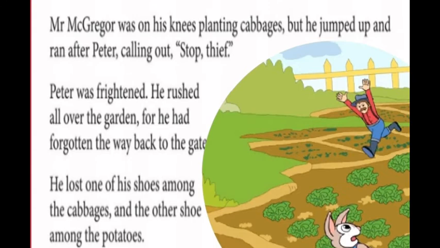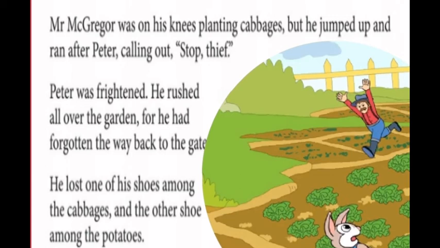Mr. McGregor was on his knees planting cabbages, but he jumped up and ran after Peter, calling out, "Stop, thief!" Peter was frightened. He rushed all over the garden, for he had forgotten the way back to the gate. He lost one of his shoes among the cabbages and the other shoe among the potatoes.